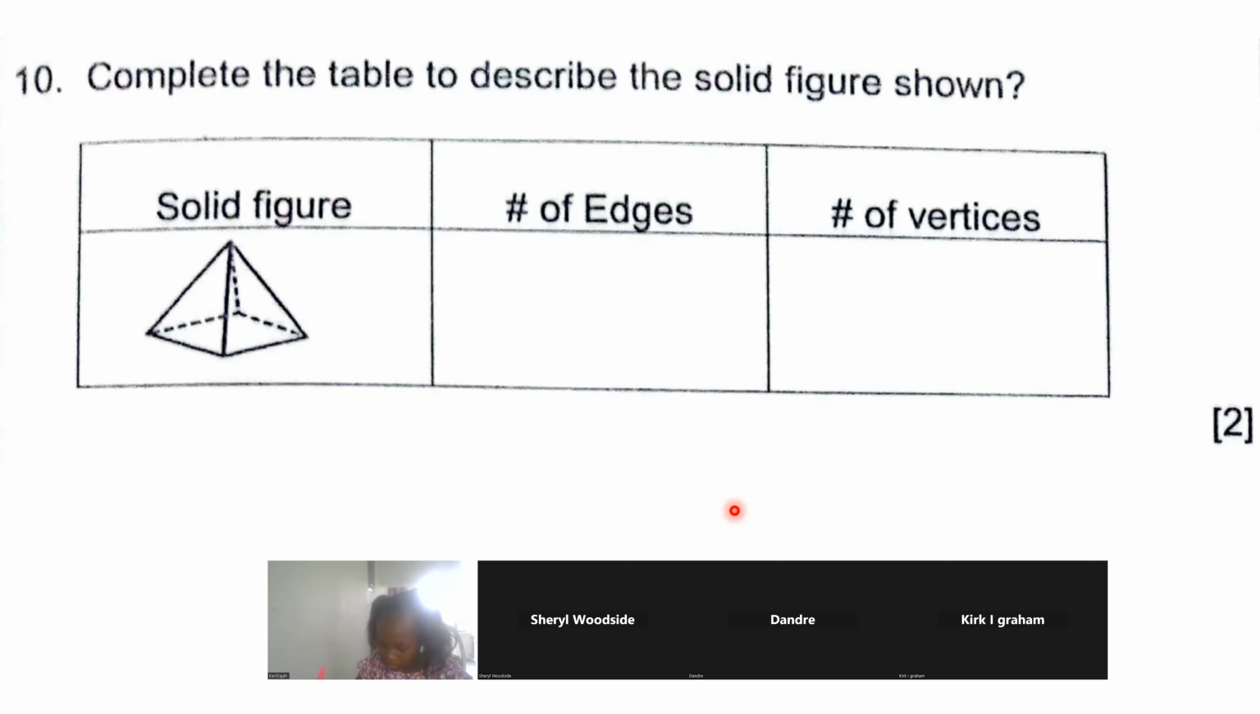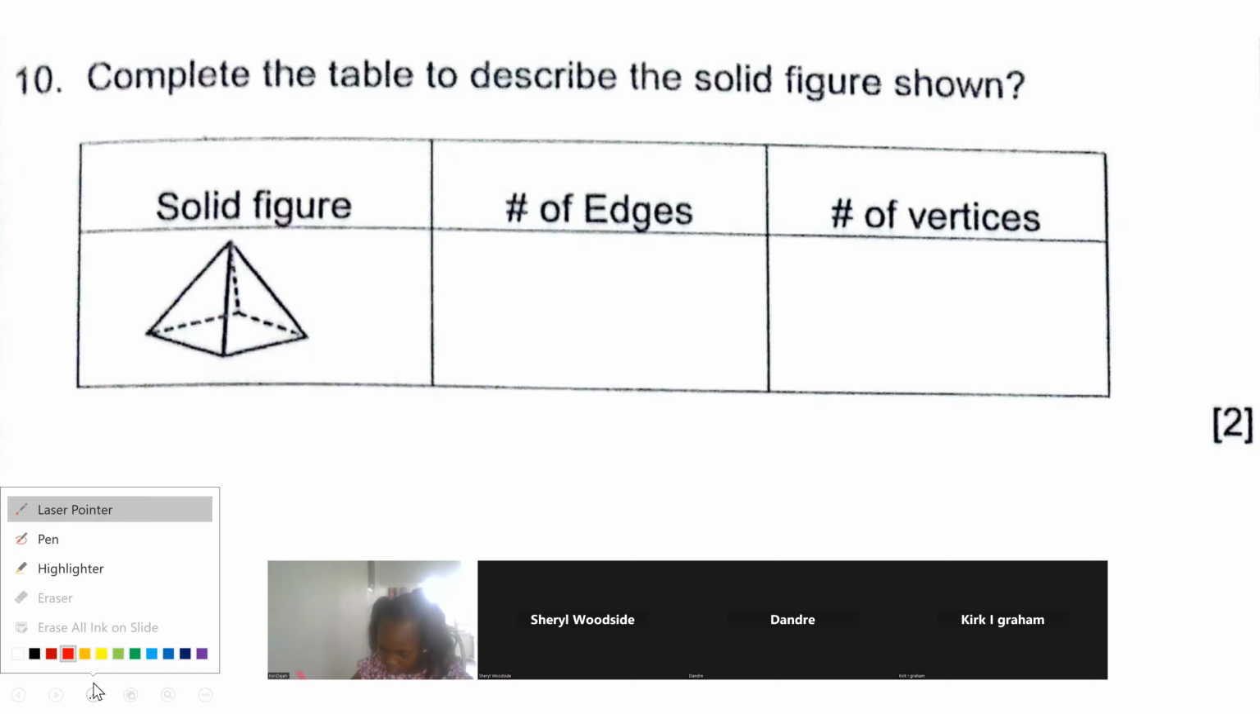So let's count. Make sure you mute your mic if you're not speaking.